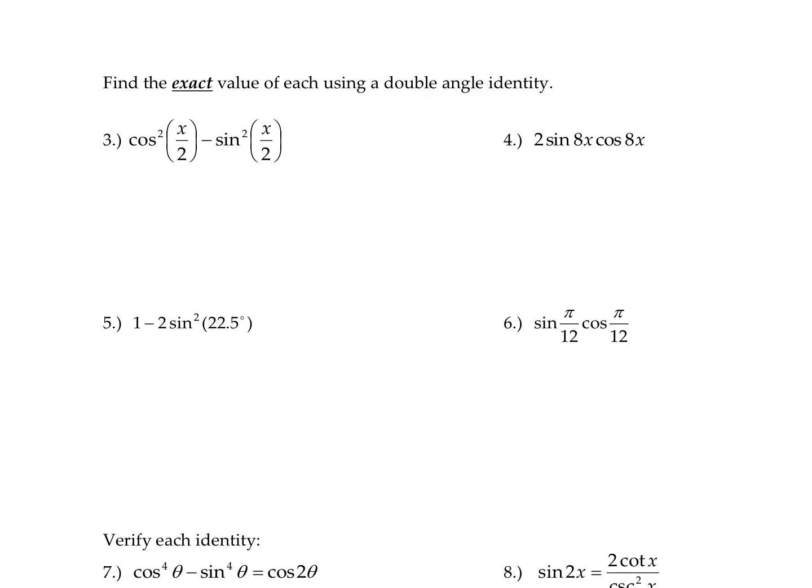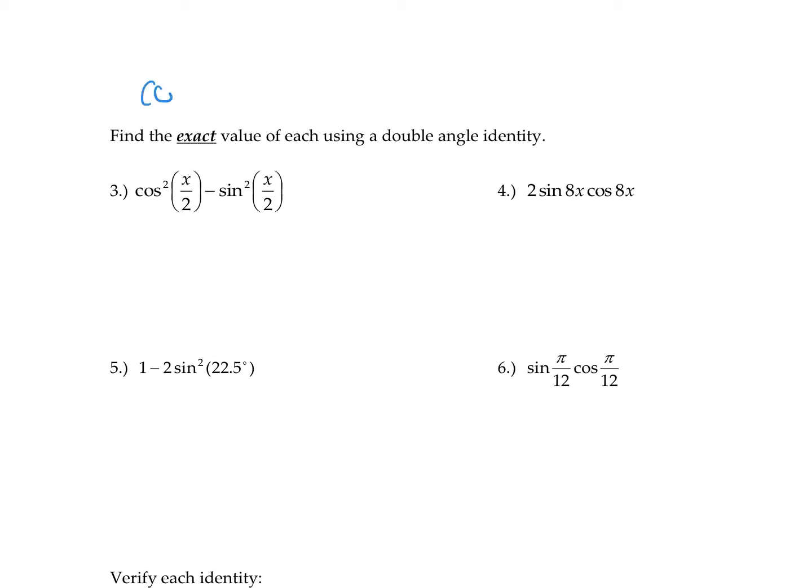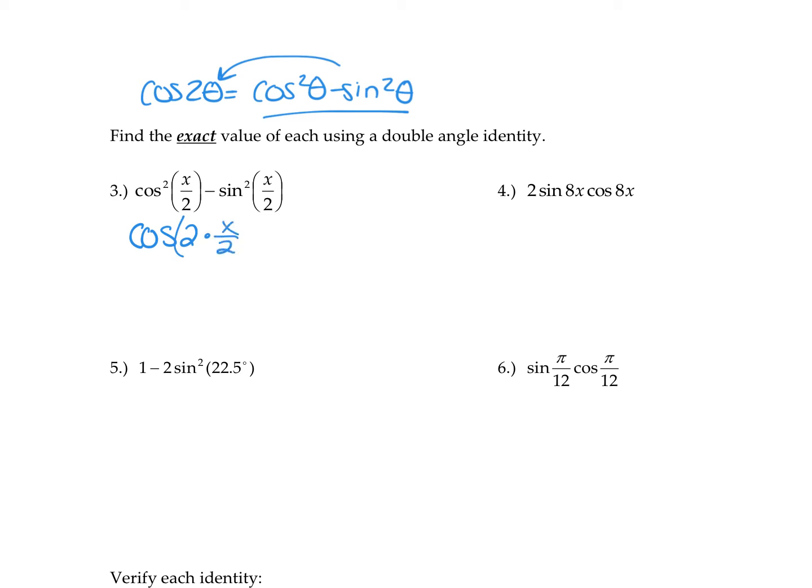All right, so now we're going to go the other way. So now we're going to use our identities to help identify and consolidate. So if I see cosine squared minus sine squared, I know that cosine of 2 theta is cosine squared minus sine squared. So I'm going to go from this back to this. So I'm going to have cosine of 2 times, well, theta is x over 2. So this would simplify to cosine of x.